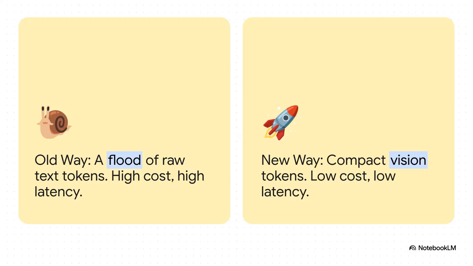And this really shows the difference. On one hand, you have the old way. It's like trying to drink from a fire hose. You just flood the AI with a massive stream of individual text tokens. It's slow, it's inefficient, and it's super expensive. But then you have this new way, the DeepSeek-OCR way. Instead of a flood, it takes an entire page and neatly packages it into a tiny, compact set of what are called vision tokens. The result? Costs get slashed, and the wait time just melts away.